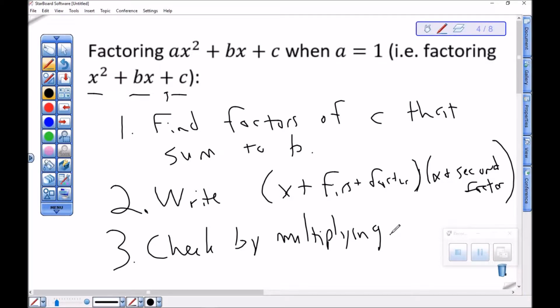The more multiplying of binomials you've done, the easier this should be, and the reason that we're doing the steps we are should be more clear. But I just want the process here. Find factors of c that add up to b, factors of your constant that add up to the coefficient on x. Write out x plus those factors, and then check by multiplying.